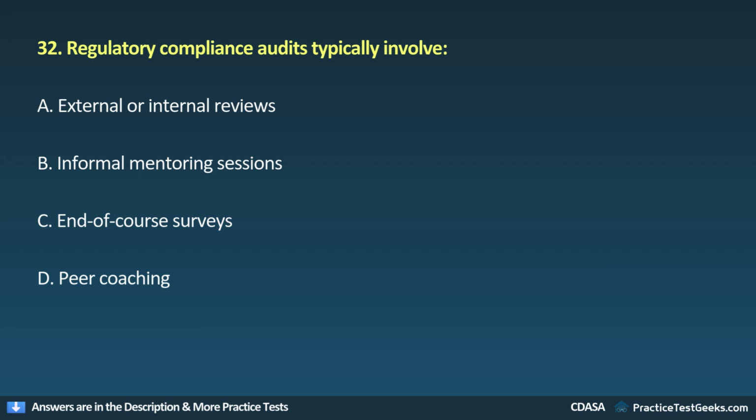32. Regulatory compliance audits typically involve: A. External or internal reviews. B. Informal mentoring sessions. C. End-of-course surveys. D. Peer coaching.